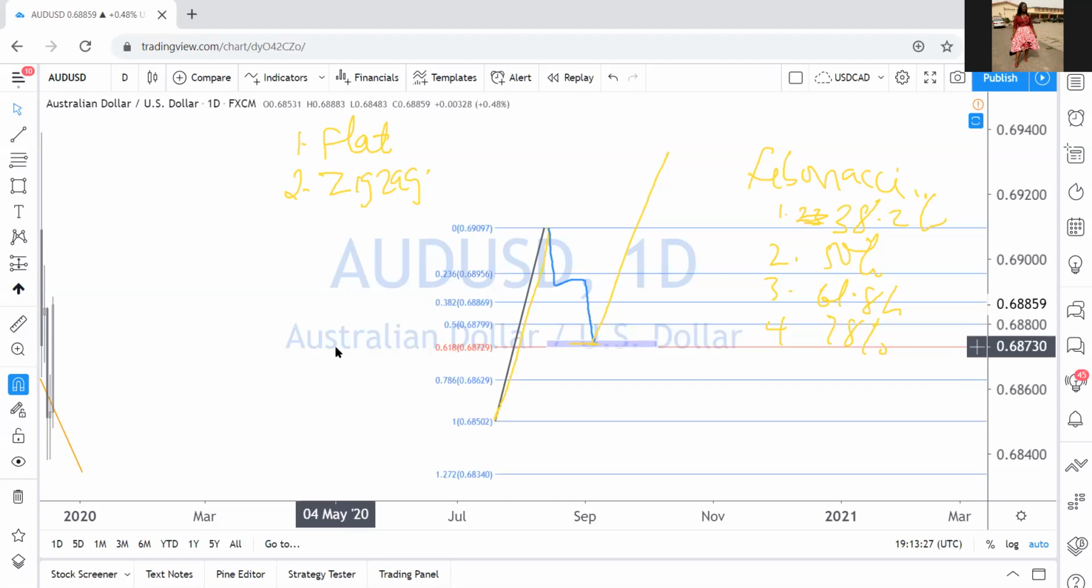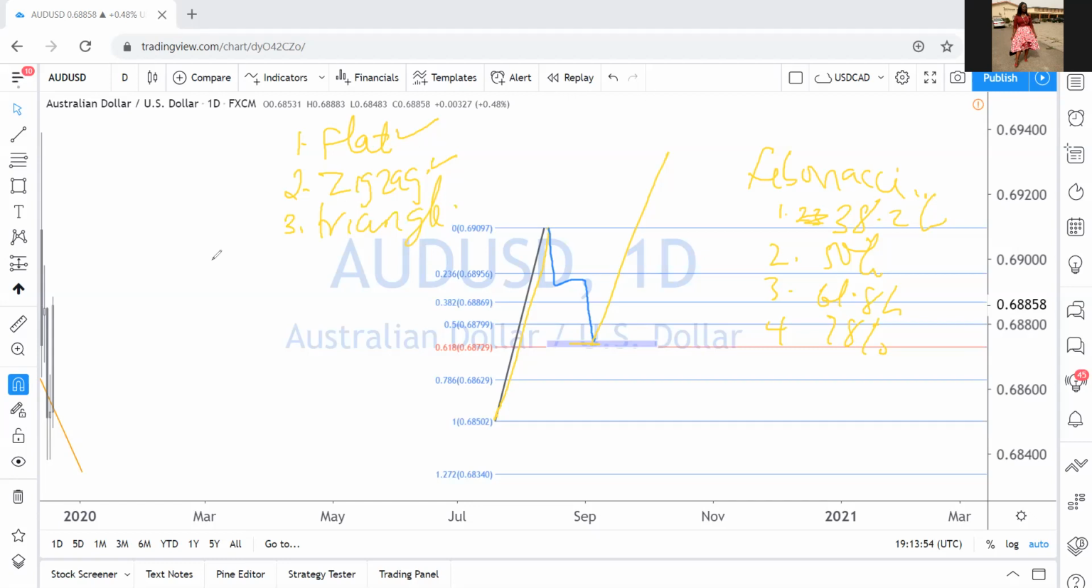But what is the nature of the corrective structure that takes place in the middle? What is the nature of that corrective structure? That's what we talk about. And that corrective structure that you see in the middle can either be a flat, or a zigzag, or number three, a triangle. All right, so we have discussed flat before. Today we want to discuss zigzag.